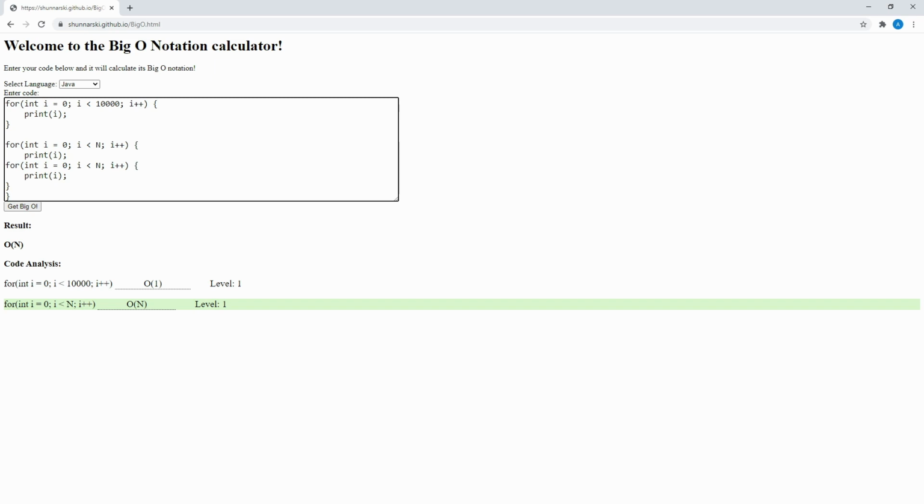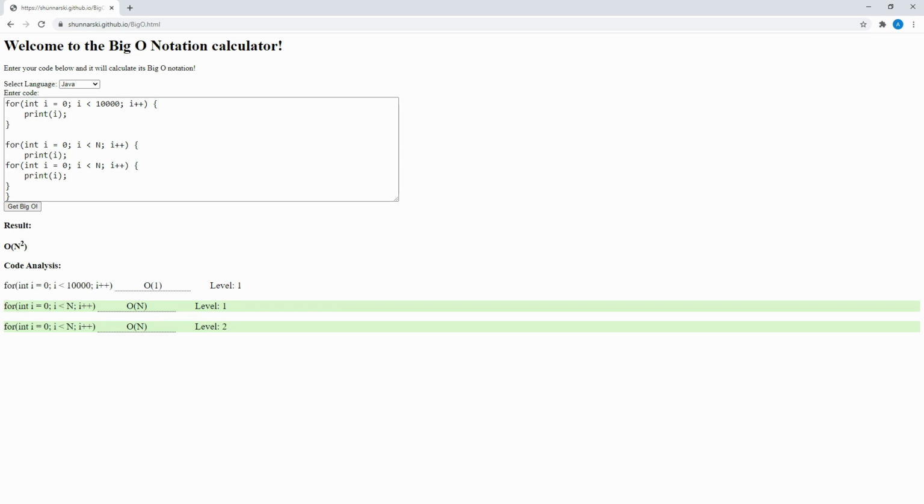What's another way you can describe 10 times 10? 10 squared. So this would be an exponent of 2, where n is some variable. And notice we still have our constant time here, but because O(n squared) is our worst case complexity, that's going to be the final result of our whole set of code. Also notice, in this code analysis breakdown, we have level 1, level 2.